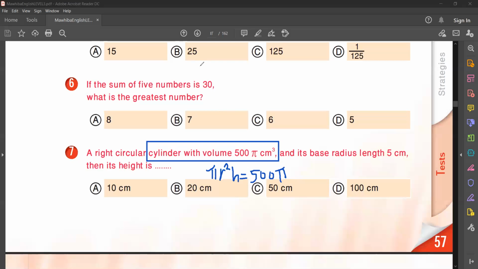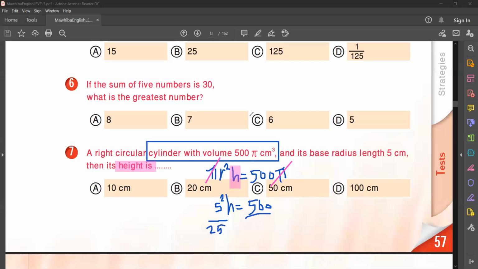Okay, he asked about what? Look here, he asked about height. He wants the height here. Now, can I delete also? Look here, we have pi. You can simplify pi with pi. It is gone. Also, the base radius length is 5. The radius is 5, so we write 5 square. You write here 5 square h equals 500. Right? Then 5 square is 25. So divided by 25 here.